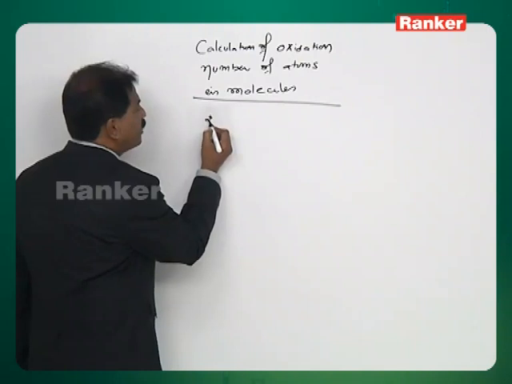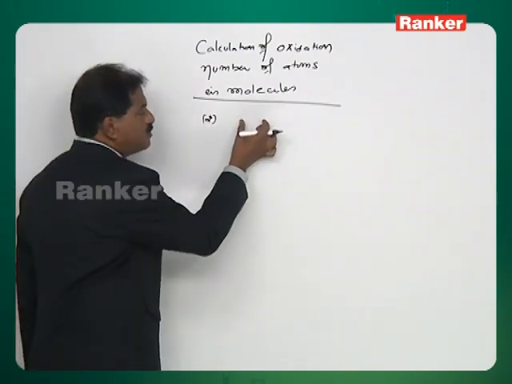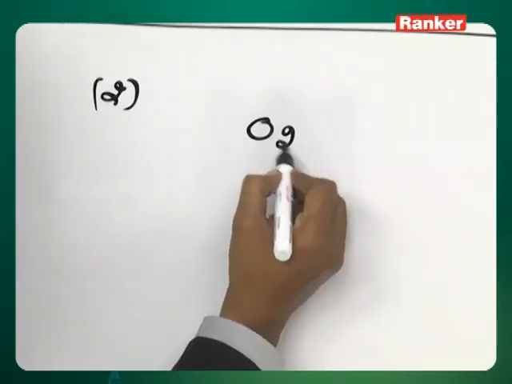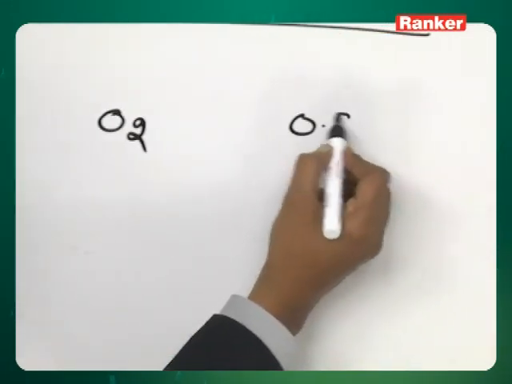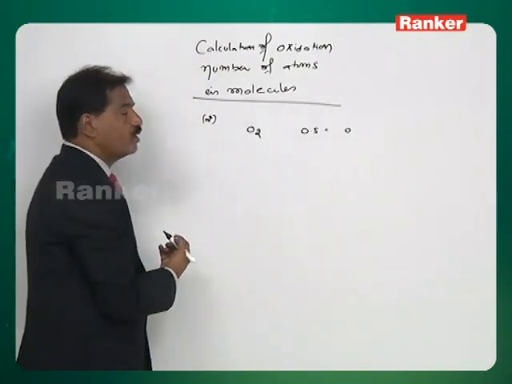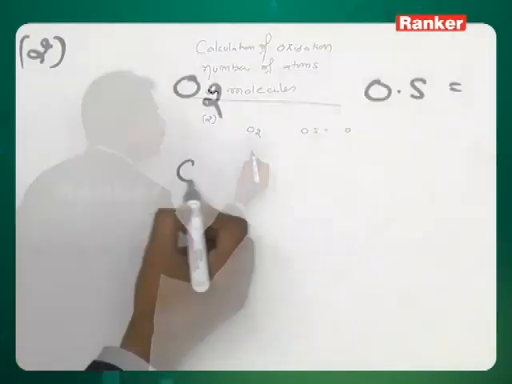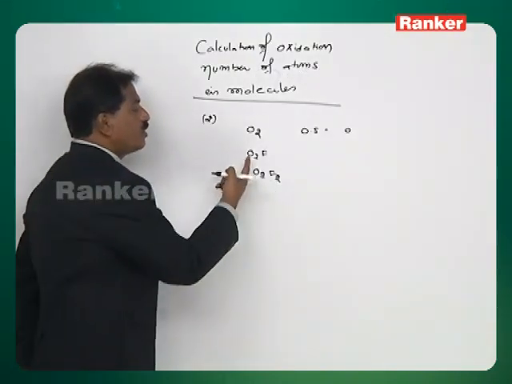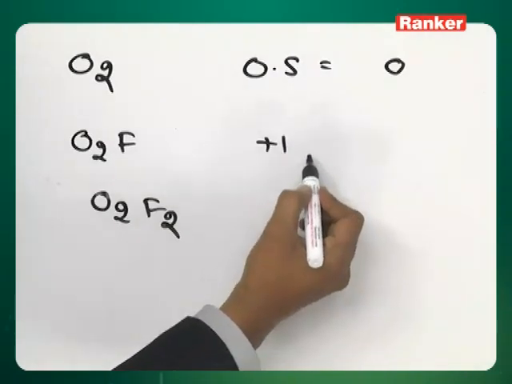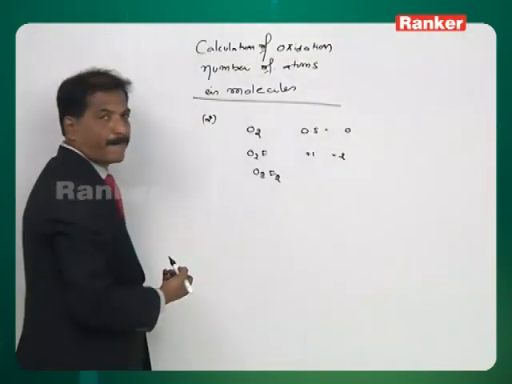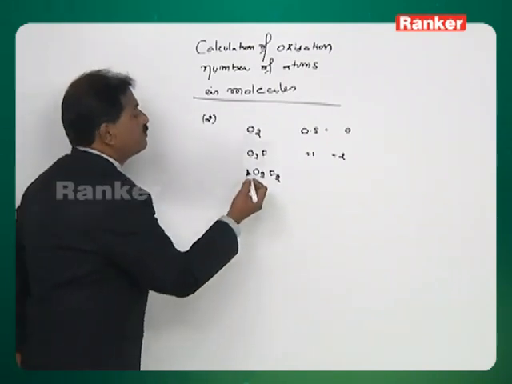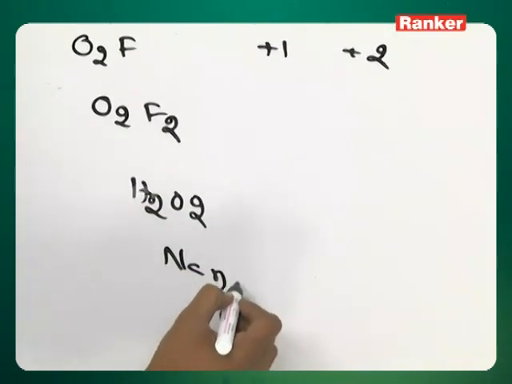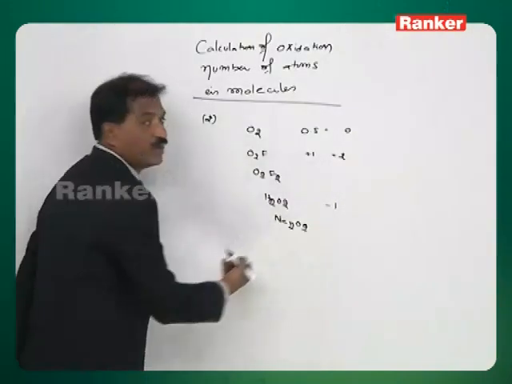Next, the second empirical rule explains the oxidation state of oxygen. So how do we calculate the oxidation state of oxygen? Similarly, if oxygen is in a homoatomic molecule, the oxidation state of oxygen is 0. Next, if oxygen exists along with fluorine, like in O2F or O2F2, for oxygen we will give a positive oxidation state, that is +1 or +2. Next, if oxygen is present in any peroxide like H2O2 or Na2O2, in all these molecules we will assign the value -1.